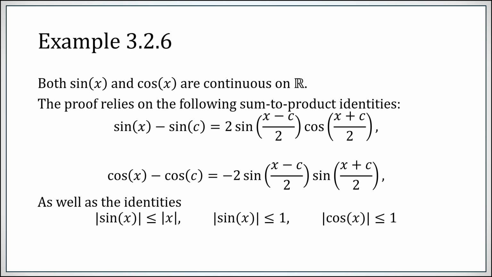We also need the following identities. The absolute value of the sine of x is no larger than absolute value of x, but it's never bigger than 1, and similarly the absolute value of cosine is never bigger than 1. Now, both of these are essentially by definition of what sine and cosine are. This one does take a little bit of thought, but we're kind of leaving it aside.